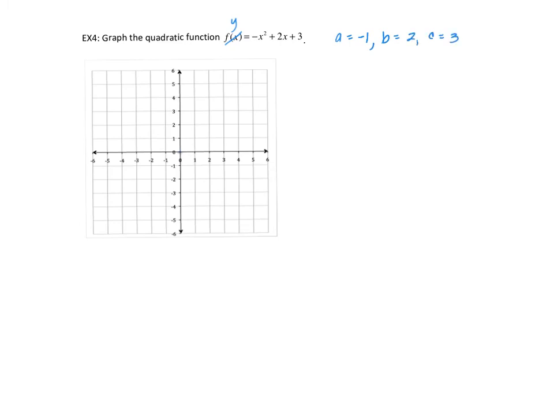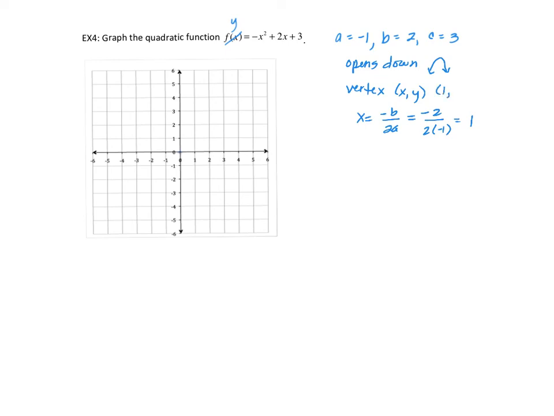I want to write that down for my reference because I can clearly see that a is negative, so this opens down, which means I'm going to get a frown. So if my points don't line up to something opening down, I got to double check my math. Let's find our vertex. So remember, that's going to be an x and a y value, where the x value is negative b over 2a. So negative b is 2 over 2 times a, which is negative 1, which gives me negative 2 over negative 2. It's going to be a positive 1.